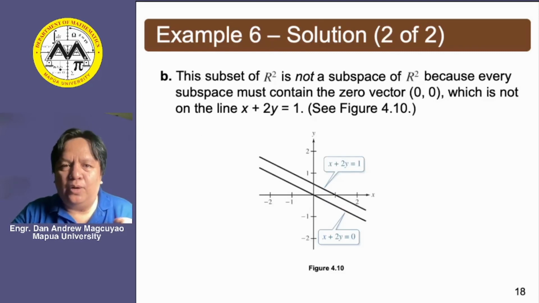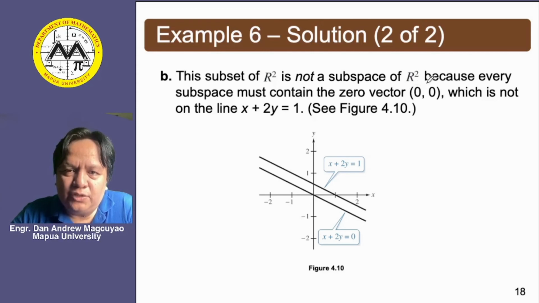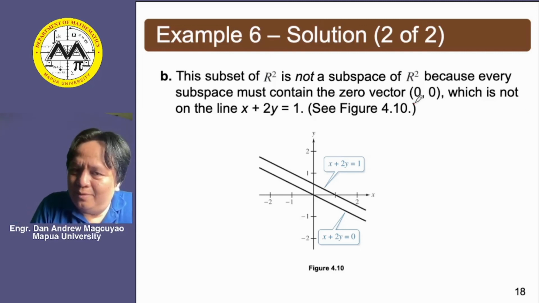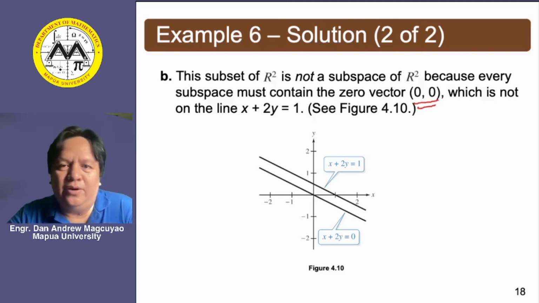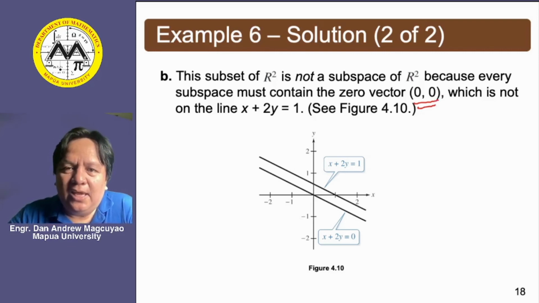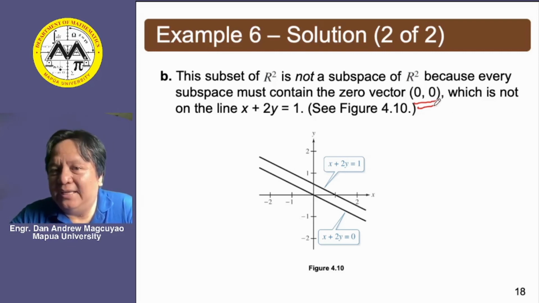While for the second one, this subset of R squared is not a subspace of R squared because every subspace must contain the zero vector 0, 0. So one clue for determining whether it is a subspace is that it should contain the zero vector, the identity element, which is not on the line x plus 2y equal to 1.